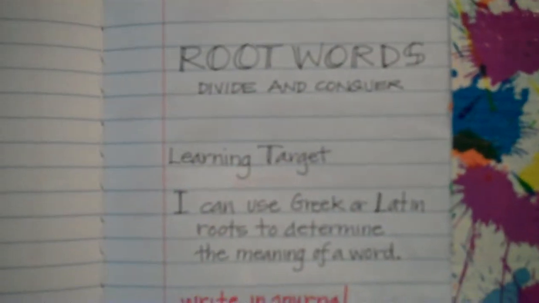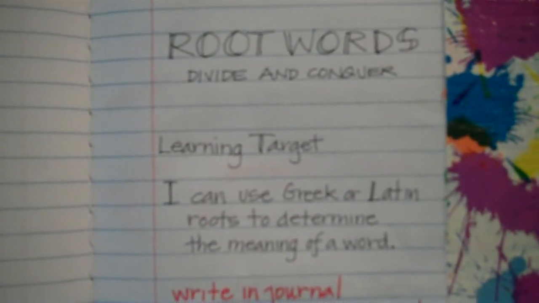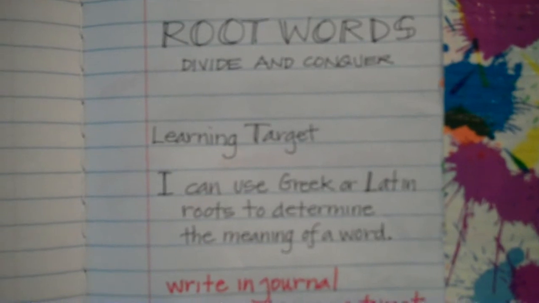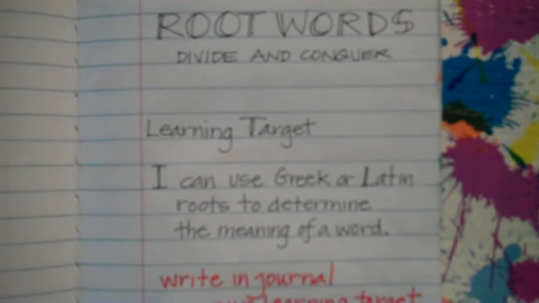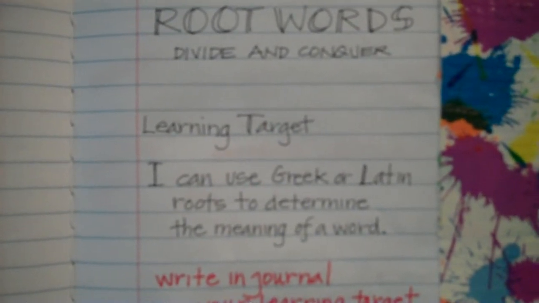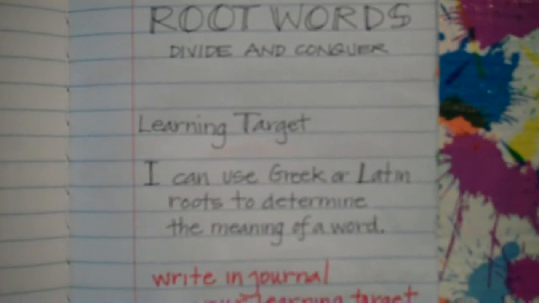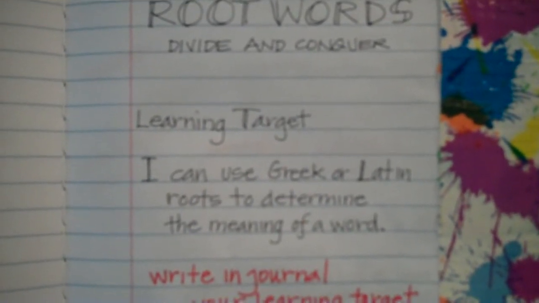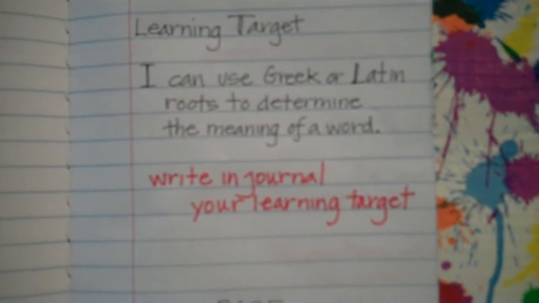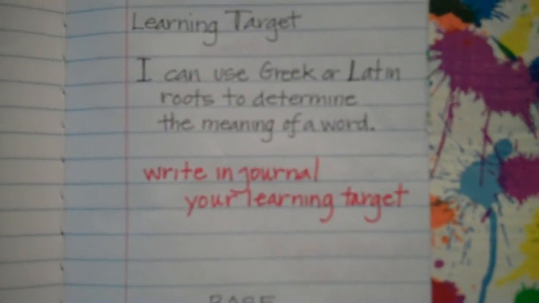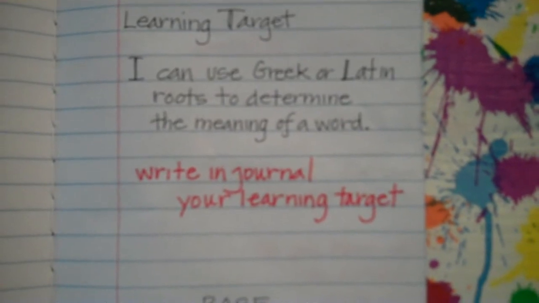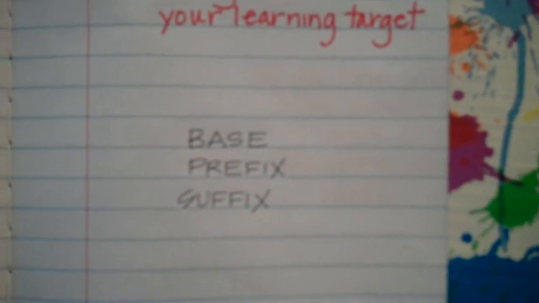The first thing you're going to want to write in your journals is your learning target. Your learning target is, I can use Greek or Latin roots to determine the meaning of a word. Write in your journal. Next, what is our lesson?